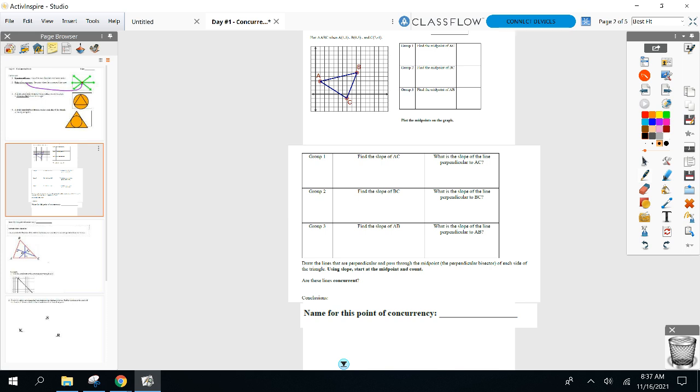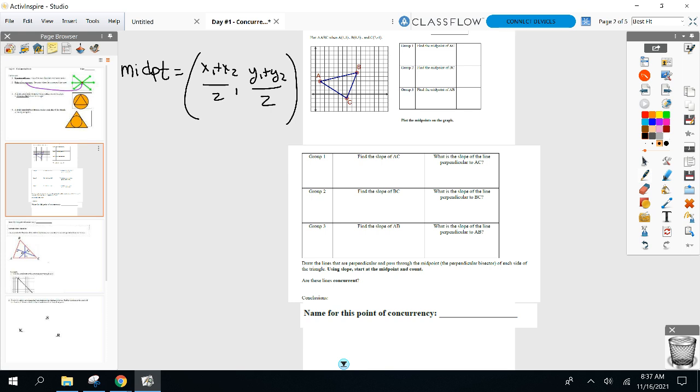Make sure you label the vertices A, B, and C for me. Okay, here's what we're going to do. We're going to find the midpoint of each side now. Midpoint, and you'll see where we're going with this. Find the midpoint of each of the sides. Let's do a quick review. Midpoint formula. I'm going to take my x's and add them, divide by 2. I'm going to take my y's and add them, divide by 2.